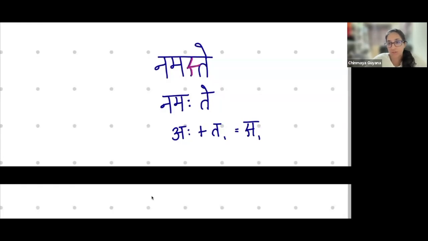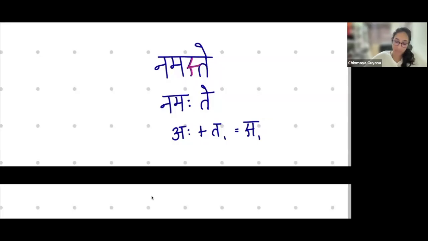So this is your homework. You take the words and you try to figure out what the correct sandhi was. So you're going to write the separate words and you're going to write the rule.